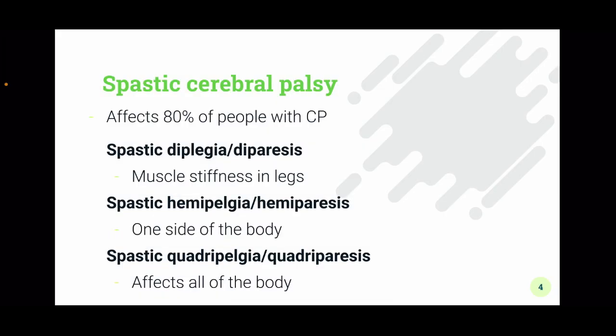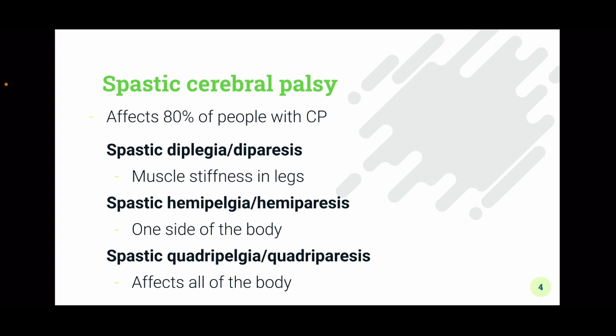First, we're going to talk about spastic. Spastic is the most common and affects 80% of people with CP. And there are also different types. Spastic diplegia / diparesis means that you have muscle stiffness in the legs and your arms may either be only mildly affected or not affected at all. So you may have problems walking, sitting.